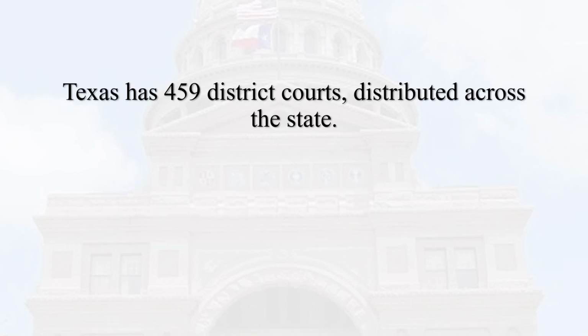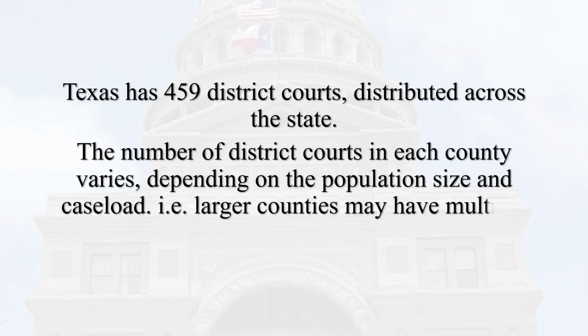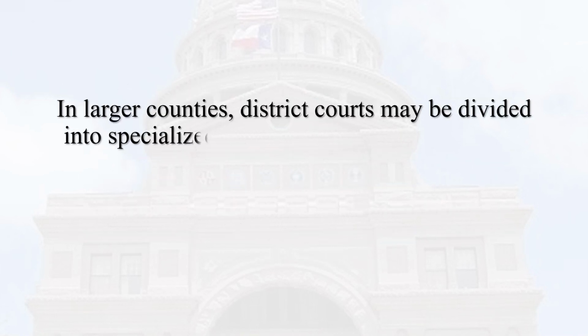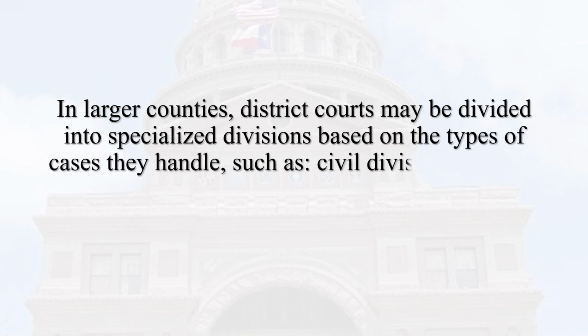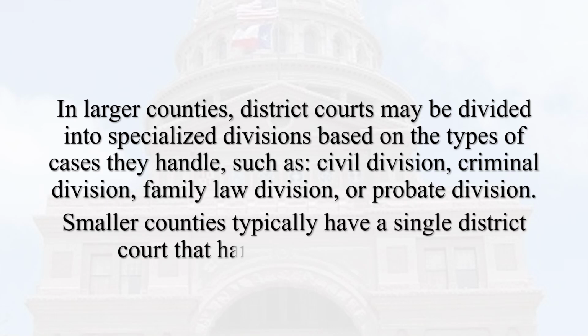Texas has 459 district courts distributed across the state. The number of district courts in each county varies depending on the population size and the caseload. That is, larger counties may have multiple district courts, while smaller counties may have only one. In larger counties, district courts may be divided into specialized divisions based on the types of cases they handle, such as civil division, criminal division, family law division, or probate division. Smaller counties typically have a single district court that handles all types of cases.